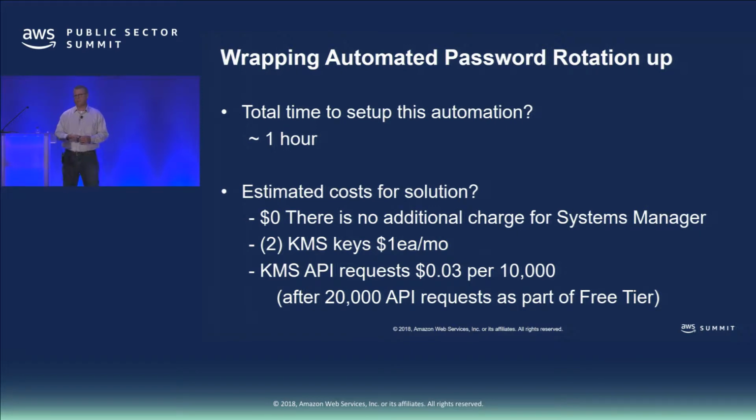KMS keys for custom keys are $1 per month. So in this example, because I used 2 different KMS keys for production and development, if I let this run for a month, my total cost there would have been about $2. And with the KMS API, you get 20,000 requests each month as part of the free tier. Beyond that cost, it's about 3 cents per 10,000 requests.